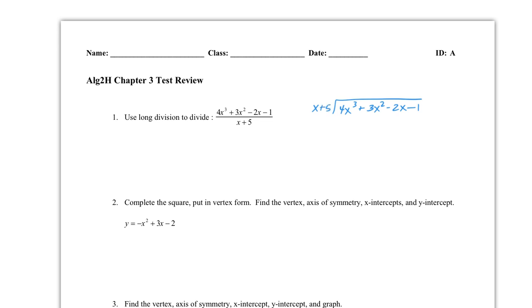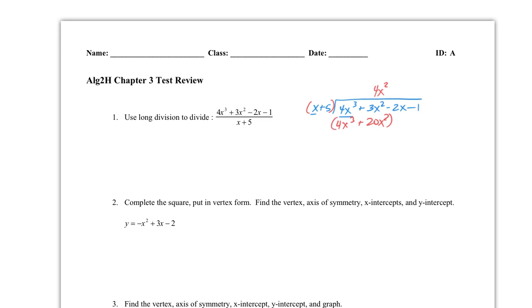And so when you're doing this, you're always looking at the first term of your divisor and the first term of your dividend. And you're going to ask yourself, what do I need to multiply x by to get to 4x cubed? Or you can think of it as 4x cubed divided by x. Either way, your answer is going to be 4x squared. Okay? And so what you're going to do is multiply the entire group of x plus 5 by the 4x squared. So you're going to get 4x cubed plus 20x squared.